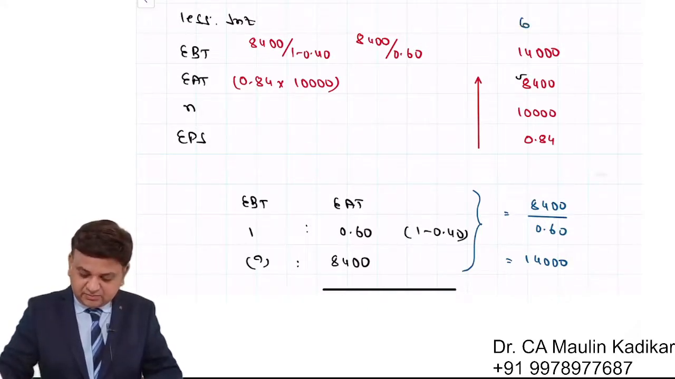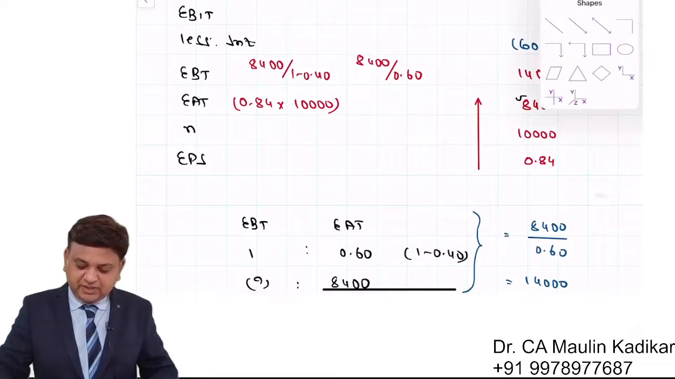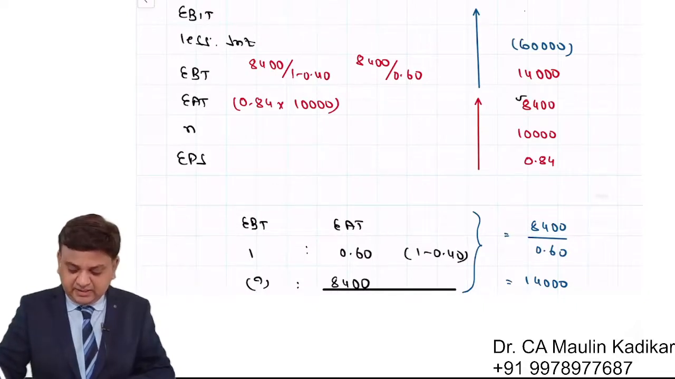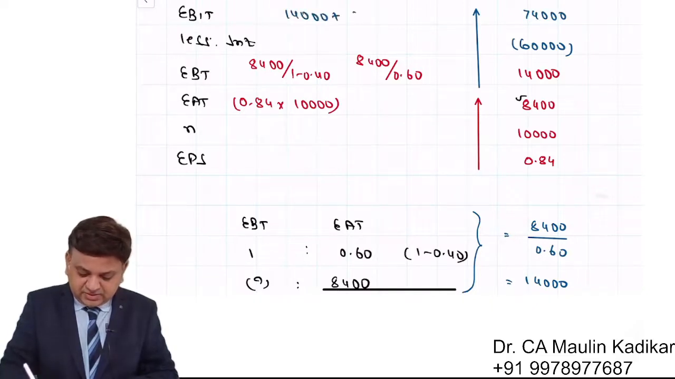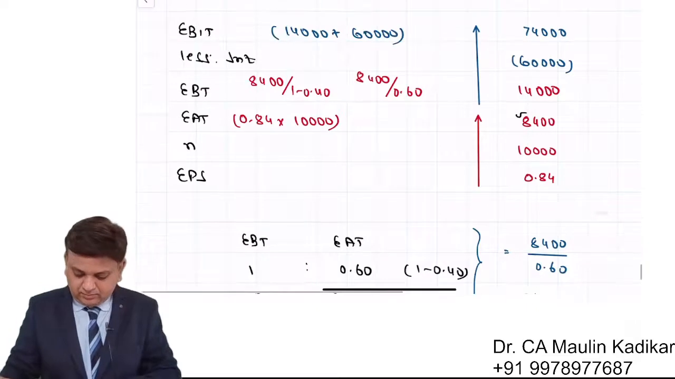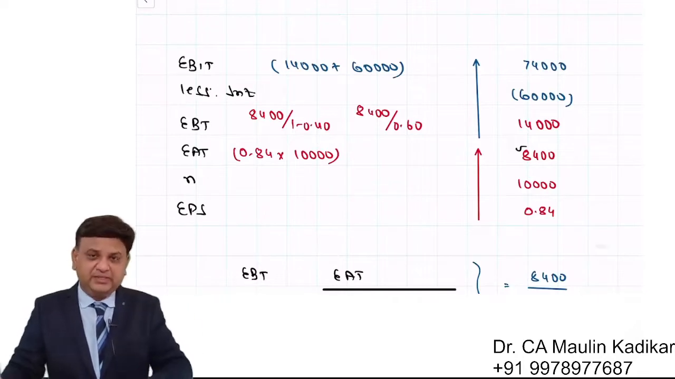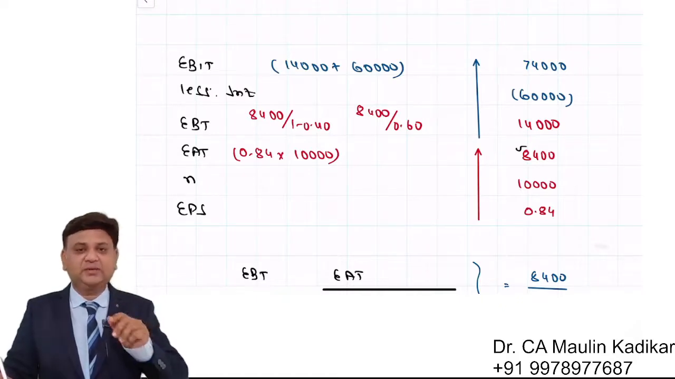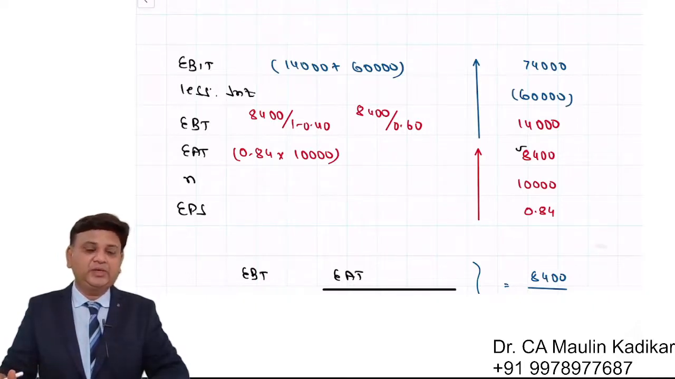The amount of interest is 60,000. 14,000 is calculated after deducting 60,000 from EBIT. So EBIT should be 74,000, that is 14,000 plus 60,000. So we understand that in order to make sure that the EPS is not falling below 84 paise, your operating income should not be less than 74,000. Right now it is an amount of 1 lakh, so it should not reduce by more than 26,000. 26,000 is calculated as the difference of 1 lakh and 74,000.